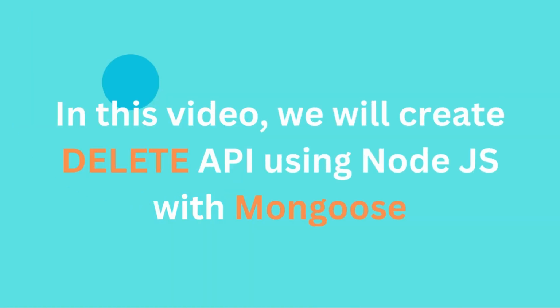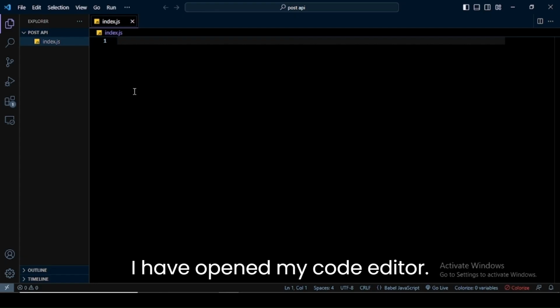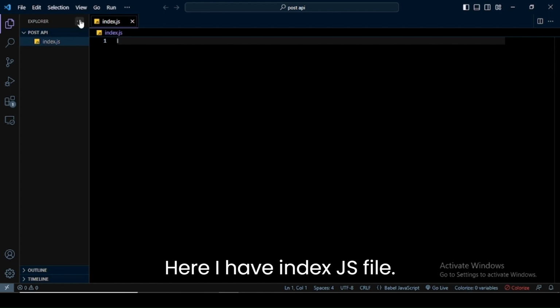In this video, we will create Delete API using Node.js with Mongoose. Let's start code. I have opened my code editor. Here, I have index.js file.